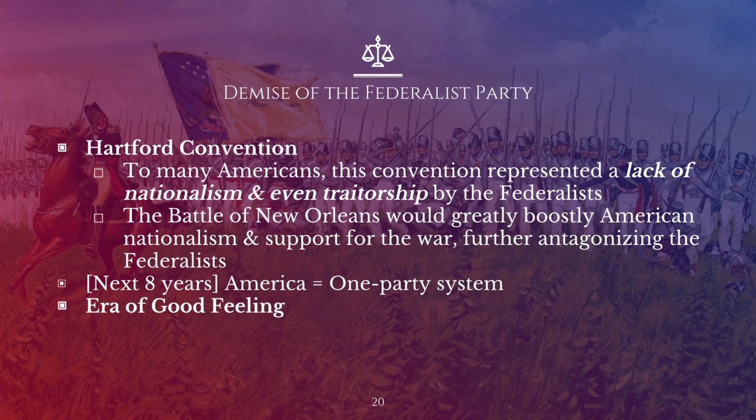So the problem with this was that this convention became viewed by many Republicans after the Battle of New Orleans happened as making the Federalists seem like traitors, because they were proposing amendments and doing all this stuff. Well, really, they should be focusing on supporting the U.S. and celebrating this war and continuing expansion and whatnot. So basically, Federalists died, and for the next 8 years, starting in 1816, America's government would consist of a one-party system.